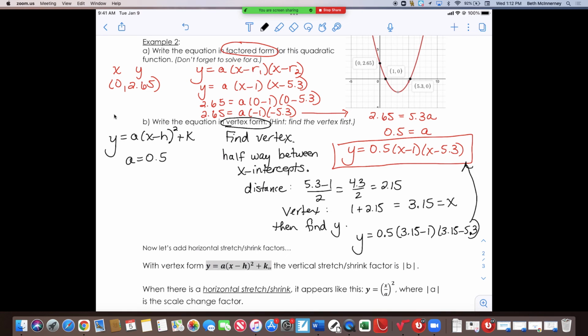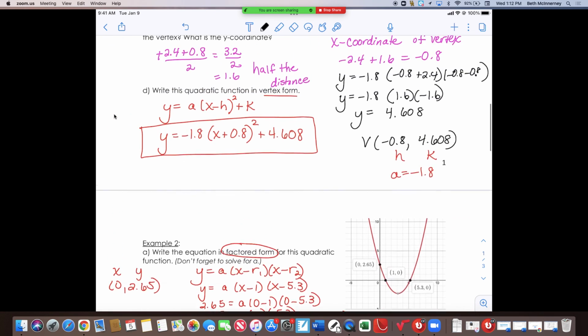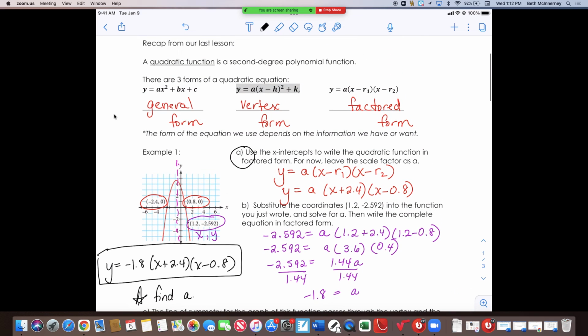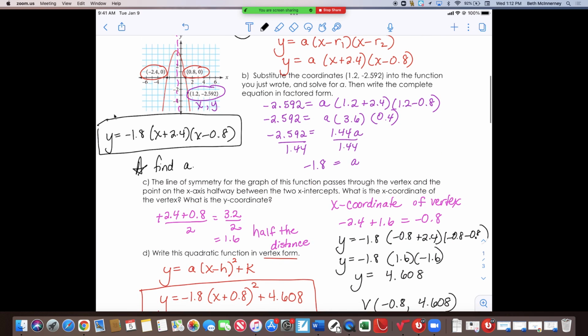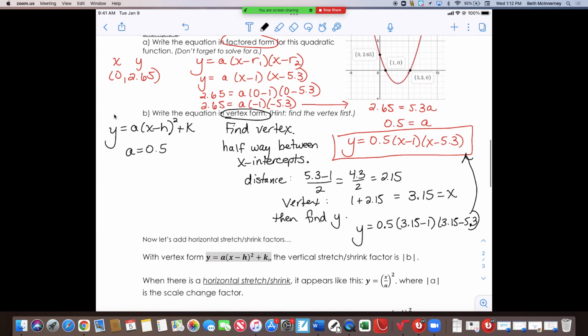So I did that on the last one. It's just I was on the other side. You see here that distance was negative 2.4 to 0.8, so that distance was 3.2. I cut it in half. That's 1.6, so I'm either 1.6 to the right of negative 2.4, or I'm 1.6 to the left of 0.8, and that still landed me at negative 0.8. Okay? Yeah, Davey, did you have a question? Okay. All right, so let me finish this part up.